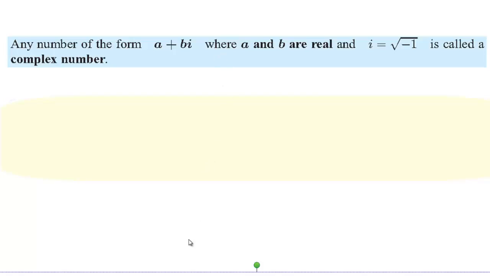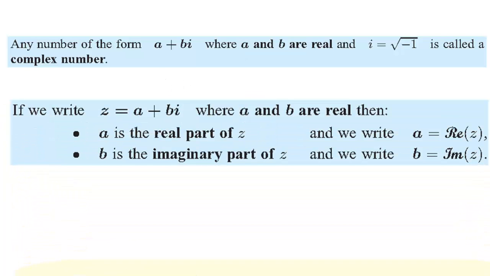Any number of the form a plus bi, where a and b are real and i is equal to the square root of -1, is called a complex number. If we write z equals a plus bi, where a and b are real, then a is the real part and b is called the imaginary part. We can write Re(z) to represent the a, and Im(z) to represent the b.